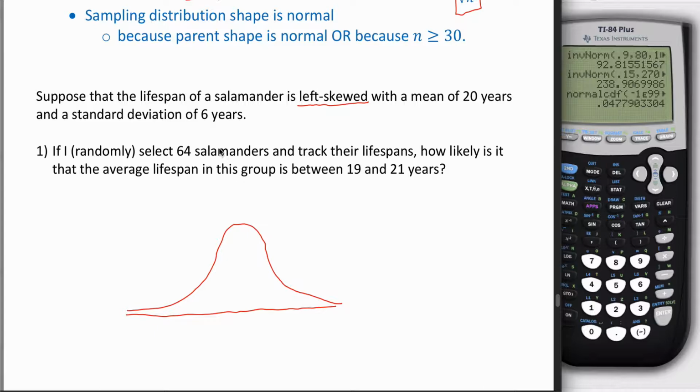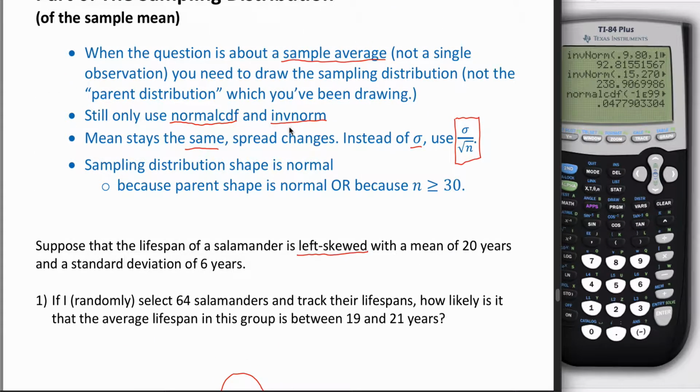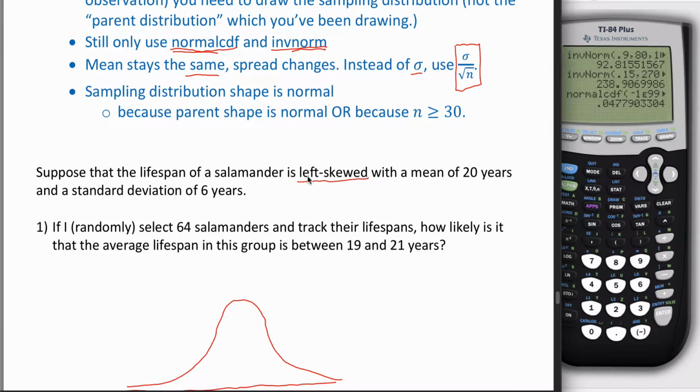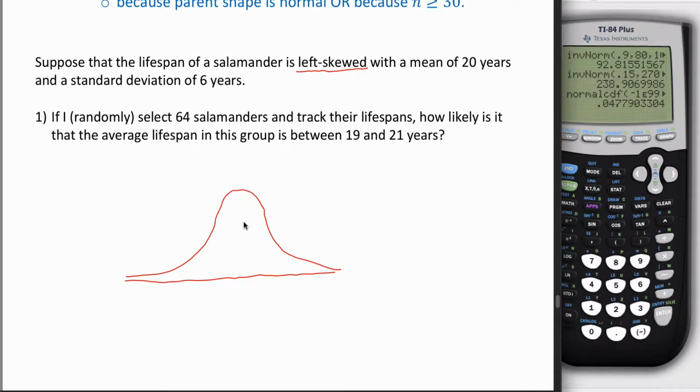Because in every single one of these problems, you're going to be using either normal CDF or inverse norm. And the norm part of inverse norm, the normal part of normal CDF, is saying the shape is approximately normal. The shape has to be approximately normal. It's going to be approximately normal in your problem, even if your teacher tries to trick you and tells you that the parent distribution is not approximately normal. We're not drawing the parent distribution. We're drawing the sampling distribution. And the sampling distribution will end up being approximately normal.